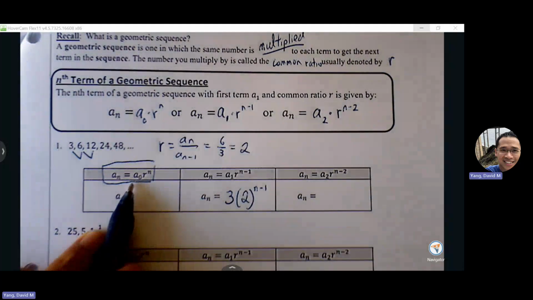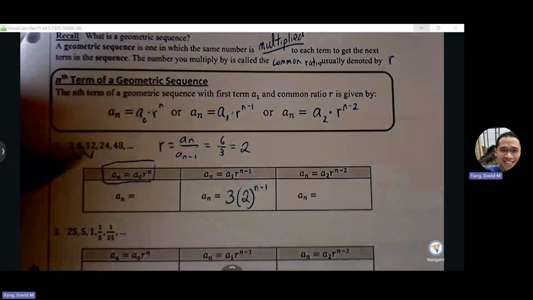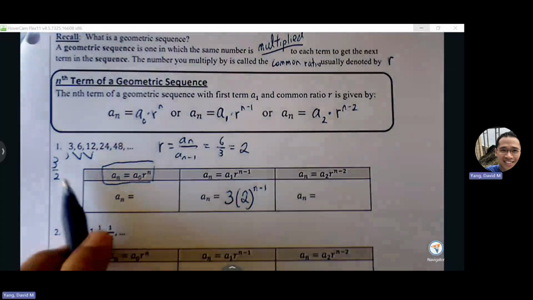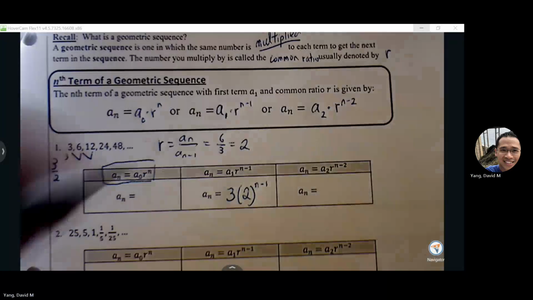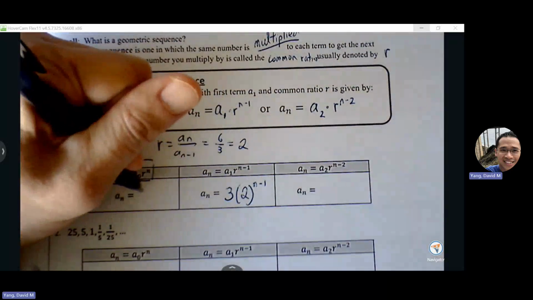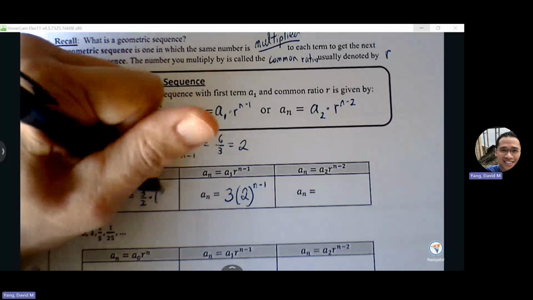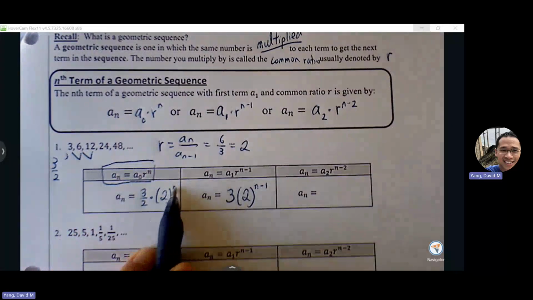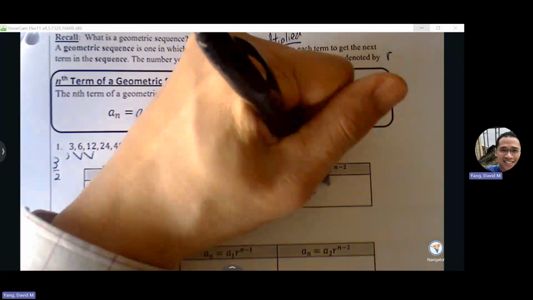I can also do a sub 0, meaning the term before the first term. What's the term before the first term? 3 over 2, right? If I'm multiplying by 2 to get to the next term, I can divide by 2 to get to the previous term. So I can also find the value in this sequence by doing the previous term times r to the n. This will also get me any term in the sequence if I just give it an n value. Likewise, I can start at 6.